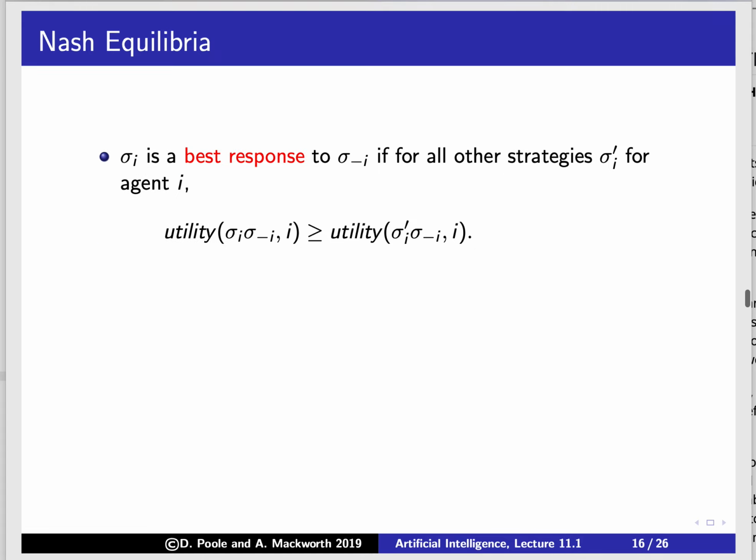Alright, so now we're going to define it. Sigma i is a best response to the other players' strategies. We fix the other players' strategies, if for all other strategies that agent i could choose, the utility for this one is greater than or equal to it. So given the other agents, this agent can't do better than selecting sigma i. That's called a best response. This is the best thing it could do, given sigma minus i. As far as agent i is concerned, it might as well choose this one as any other one. That's called a best response.